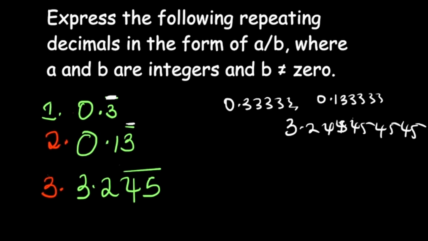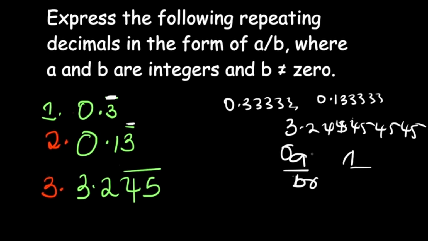So if truly these are rational numbers, then that implies that we can express these repeating decimals in the form of a fraction where the only common factor between the top and the bottom is 1. For example, if we can express them in the form of A over B, it means that the only common factor between A and B is 1.